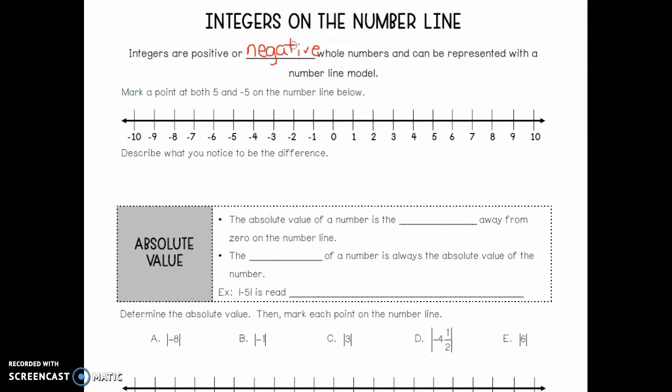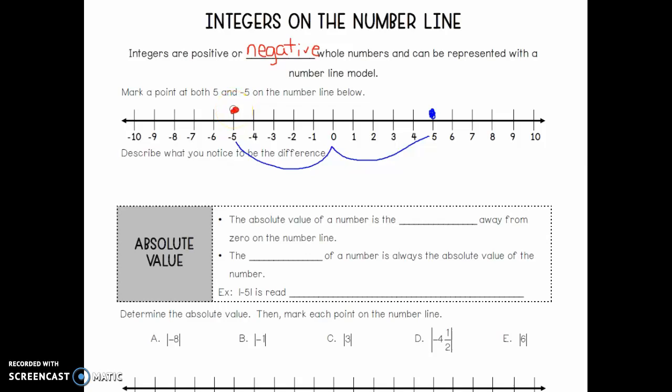And let's just review a little bit of this. Mark a point at both 5 and -5 on the number line below. I'm going to mark -5 first. I like to do negatives in red. And I'll change my pen color and put blue for +5. Okay, make sure you have those marked. It says describe what you notice to be the difference. Well, interestingly enough, 5 is 5 points away from 0, and -5 is going in the other direction, but it's also 5 away from 0. So I wonder how much the distance is between the two of these numbers.